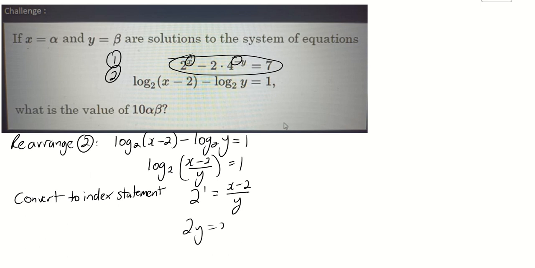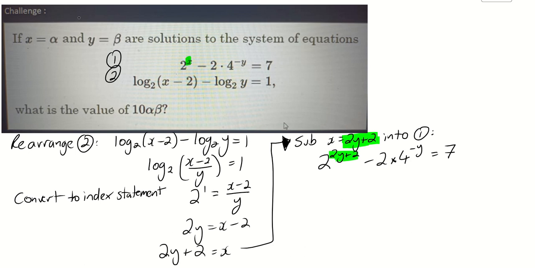Okay, so I'll rearrange. I get 2y equals x minus 2, x equals 2y plus 2. So we can see the substitution. We can see where it's gone in green in equation 1. And now I've got an equation to solve in terms of y.